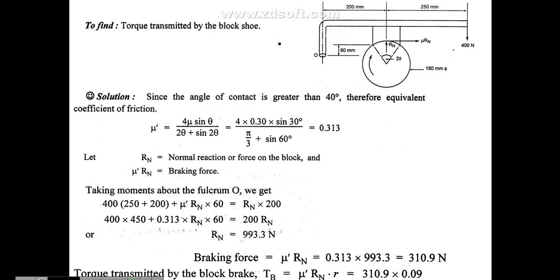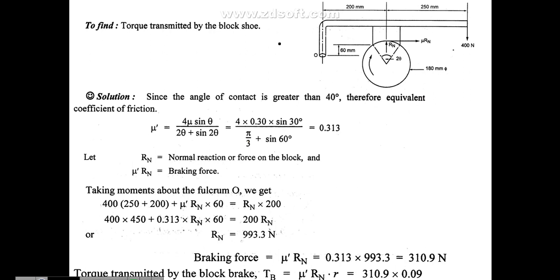Then coming to the last question, the braking torque. So mu dash Rn into R is the formula, that is force into radius. So mu dash Rn is the braking force into the radius of the drum. You do the substitution, keeping the R value in meters, and you finally got TB as 27.98 Newton meter. So that is the required torque transmitted by the block brake in this arrangement.